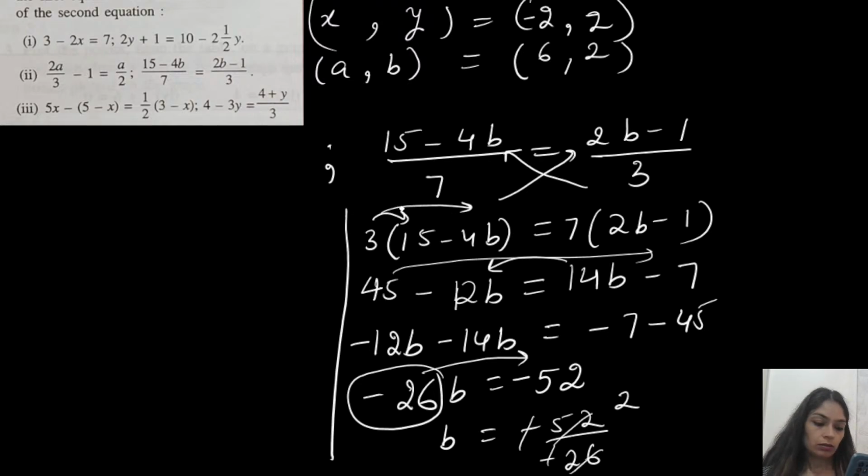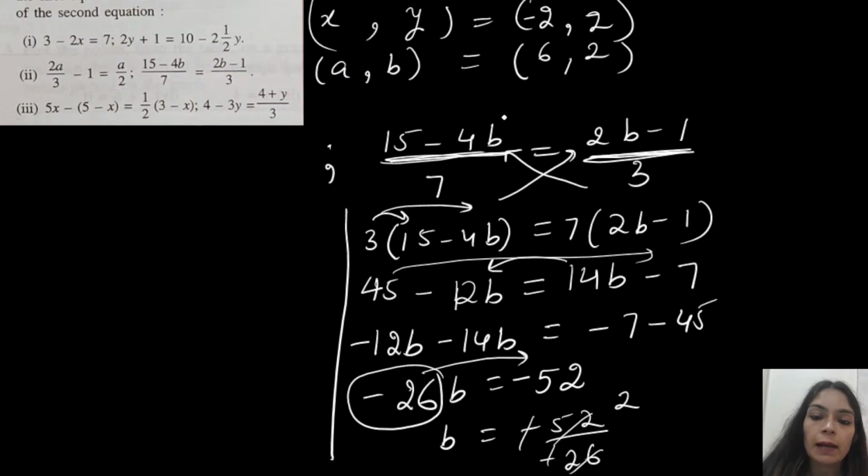So Sami has one question, B part. So this equation I'll just explain once again. The equation was (15 minus 4b) by 7 is equal to (2b minus 1) by 3. First of all, on both sides we have a single fraction. Whenever we have a single fraction on both sides, what can we do? We can do cross multiplication to finish off the fraction.